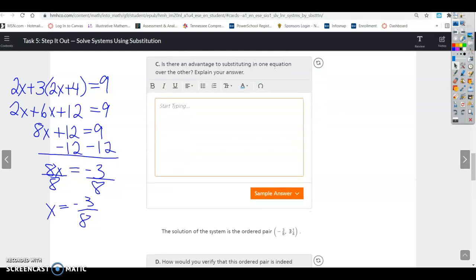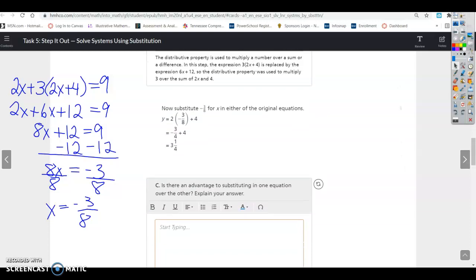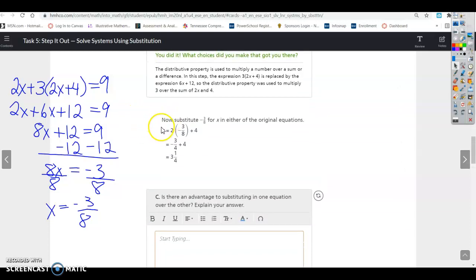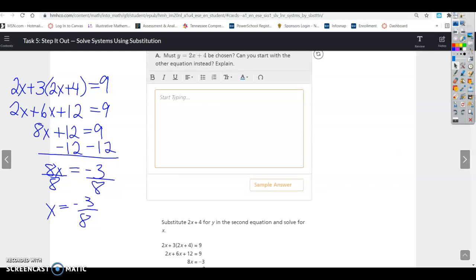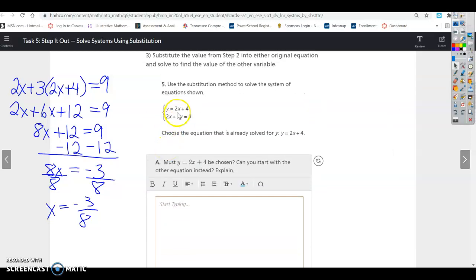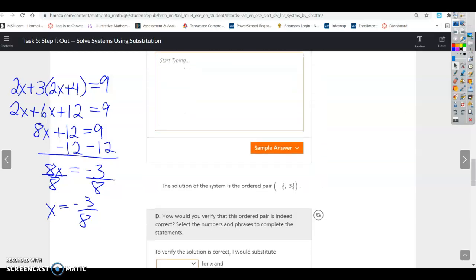All right, is there an advantage to substituting in one equation over the other? Well, again, this one's already set up equal to y, so when you solve this one, it's going to give you y as your answer, and that's what we're looking for. Now we have x, now we want to know what y is, so there is an advantage in using the second equation. If you look back up here, if you plug it in this one, you're still going to have to do a few extra steps to figure out what y is.